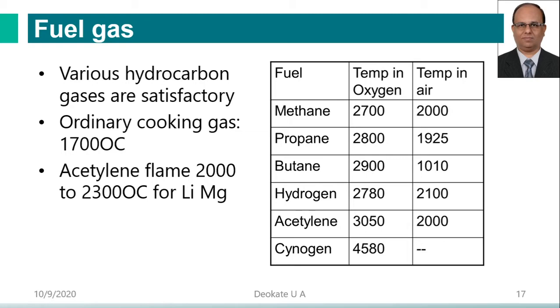Hydrogen, our cooking gas is an admixture with propane and butane, giving 1700 degrees centigrade, and it is to be admixed with air only. Hydrogen has a temperature of 2780 with oxygen, but the hydrogen-oxygen combination is very explosive. We cannot use hydrogen supported by oxygen, so we need to use it with air. Simple air can be used, giving a maximum temperature of 2100 degrees centigrade. Acetylene is most commonly utilized. The acetylene-oxygen admixture gives a temperature of 3050, and the temperature with air is 200 degrees centigrade.